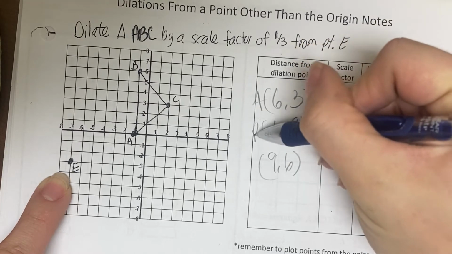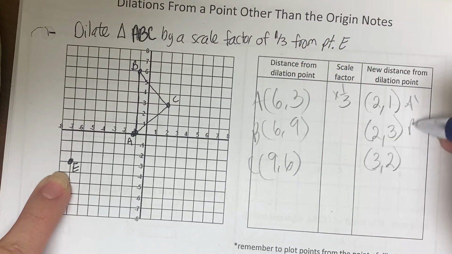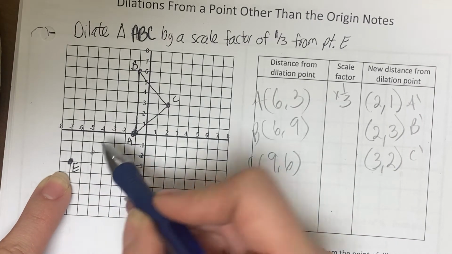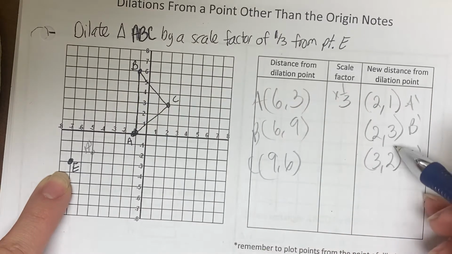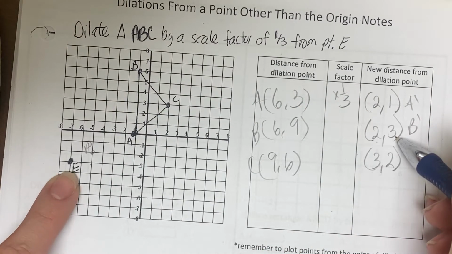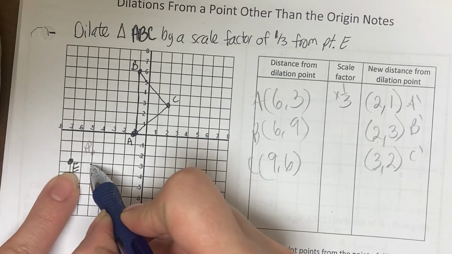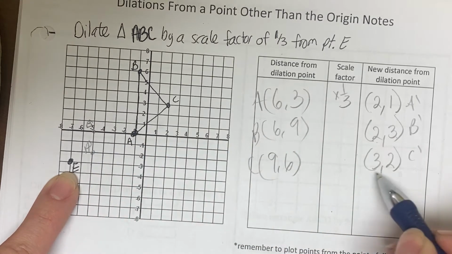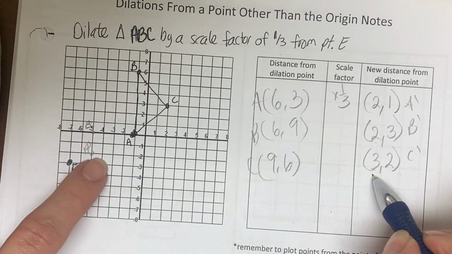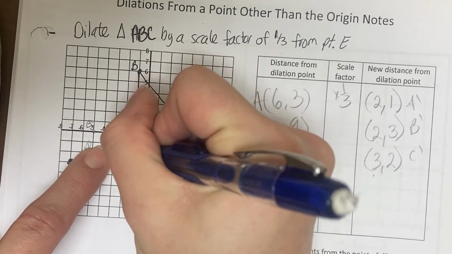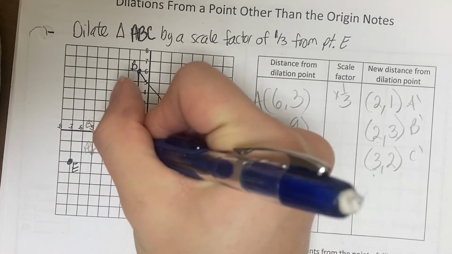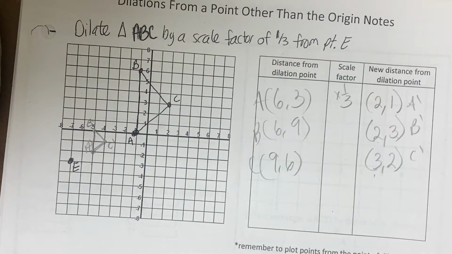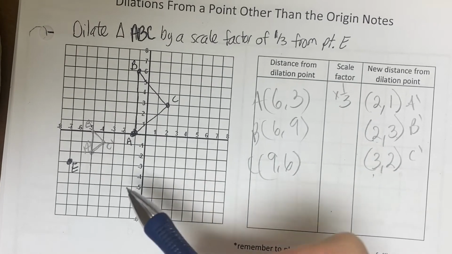This was ABC. This will be A prime, B prime, and C prime. So from the E, over 2, up 1 will be A prime. And then 2, 3. So from my E, go over 2, up 3. And then over 3, up 2 is C prime. Okay, so each point is now 1/3 the distance it was from E.